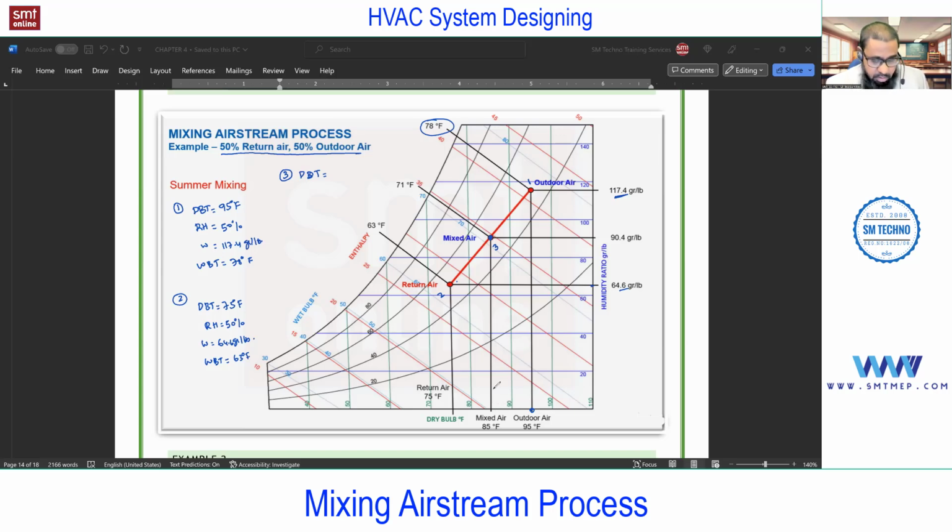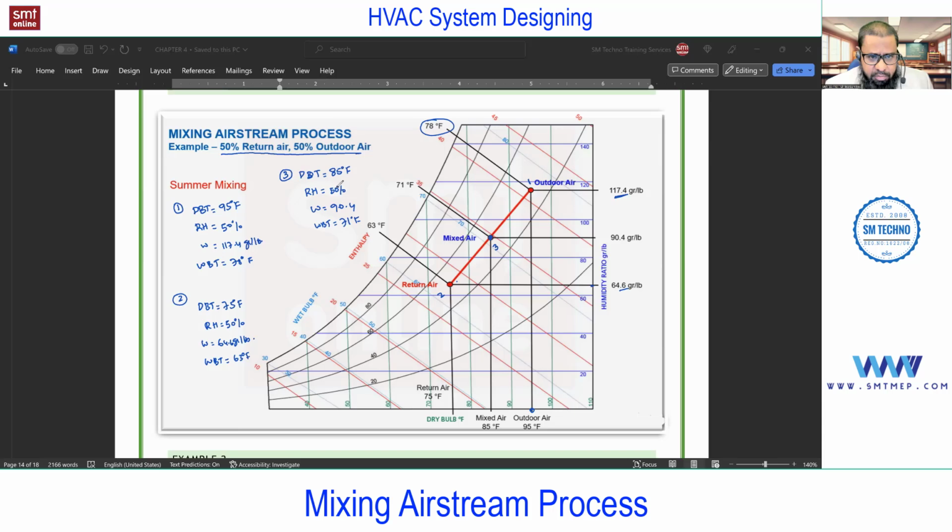So now dry bulb temperature. Here you see this is nearly 85 degrees Fahrenheit. RH, as I said, is the same, 50%. And whatever percentage you are considering, you can get on the state line with the constant RH as per the process. Remember this point. Next, humidity ratio 90.4 and WBT, you see 71 degrees Fahrenheit.